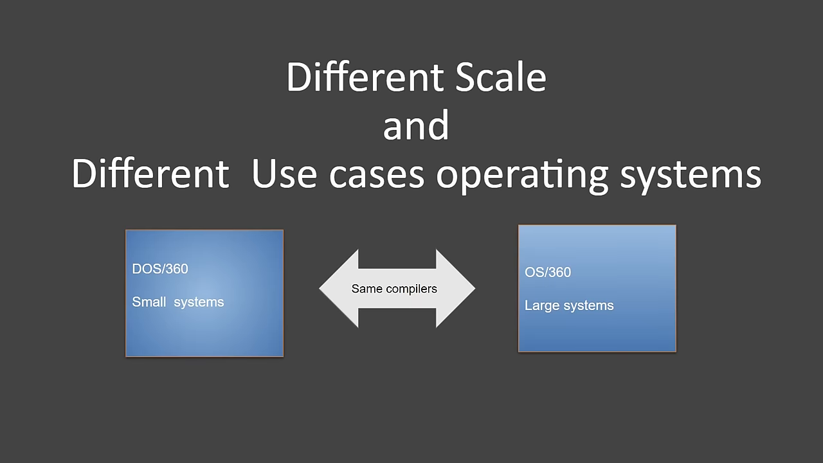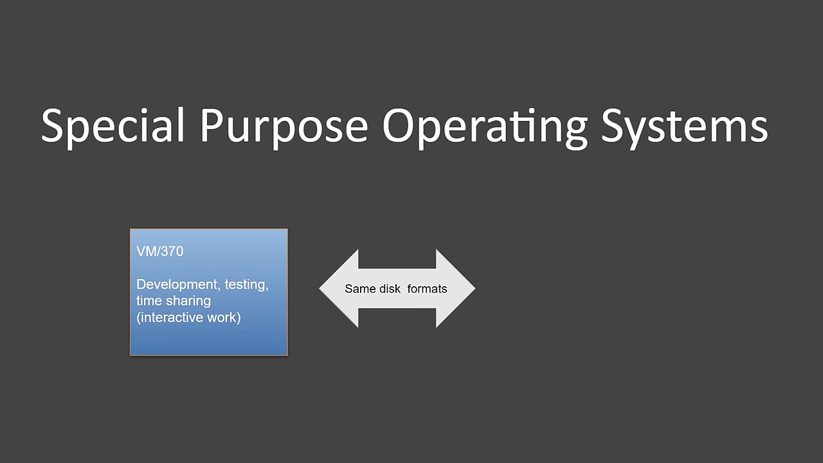And then IBM also created some special purpose operating systems such as VM 370 later on. And when I'm saying later on, I'm talking about 3-4 years later, IBM created an operating system for time sharing, for interactive work, as well as for development and testing of operating systems. And that's how IBM to this day is developing operating systems for the mainframe.